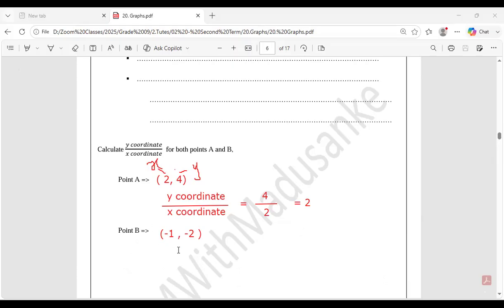Then point B, you are going to do the same thing. Y coordinate divided by x coordinate, equal mark.